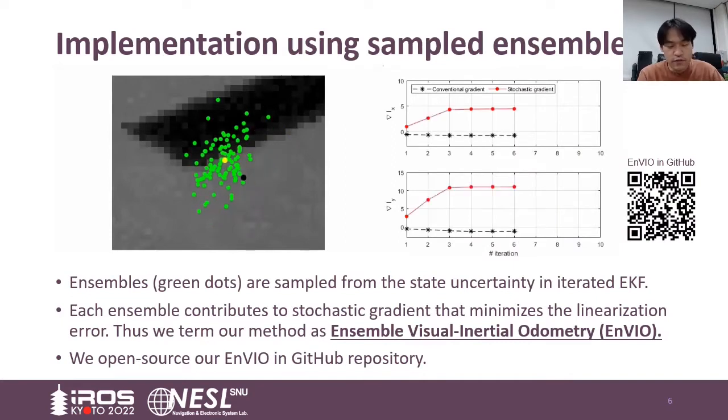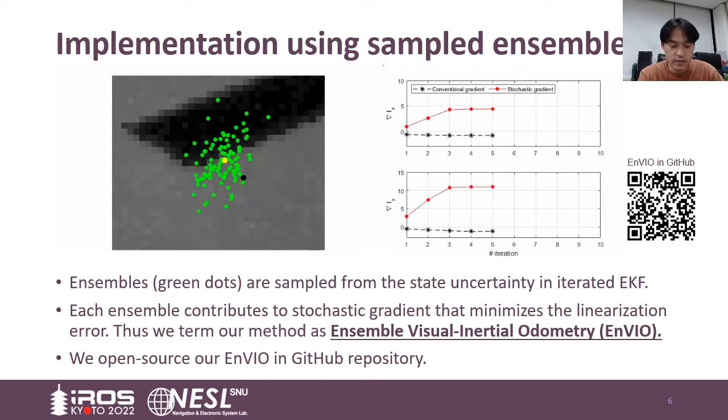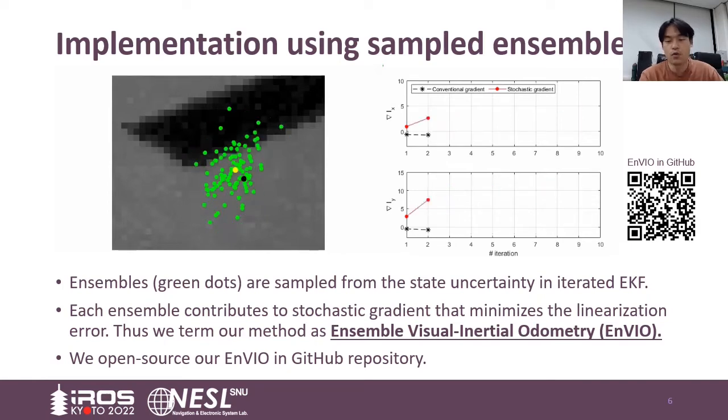Since it is not straightforward to analytically implement the stochastic gradient, we sample ensembles according to the state uncertainty in the image domain. We further investigate the actual value of image gradients during iterations. Each ensemble contributes to the stochastic gradient that minimizes the linearization error. Thus, we term our method Ensemble Visual Inertial Odometry, ENVIO. We open source our ENVIO in a GitHub repository and feel free to check for more details.